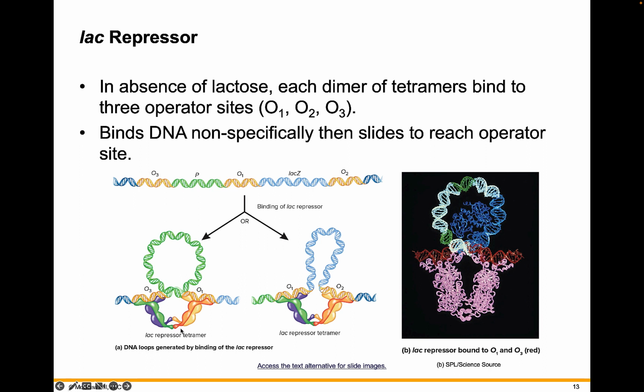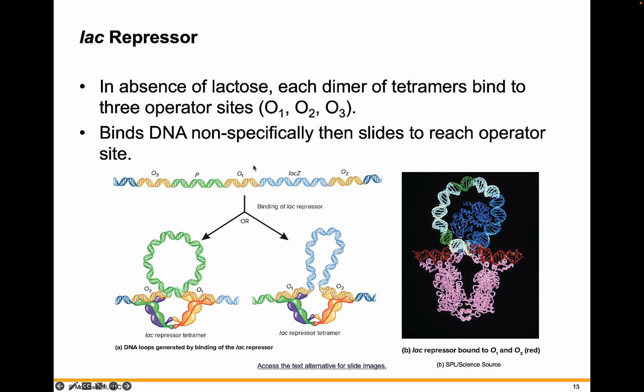So what happens? These are the interacting domains, and you can see that the LAC repressor is binding to the operator 3 region right here and the operator 1 region. And it is completely occluding the promoter by making this loop. So even if the RNA polymerase tries to bind in here, it cannot go anywhere. So basically, the transcription is blocked.